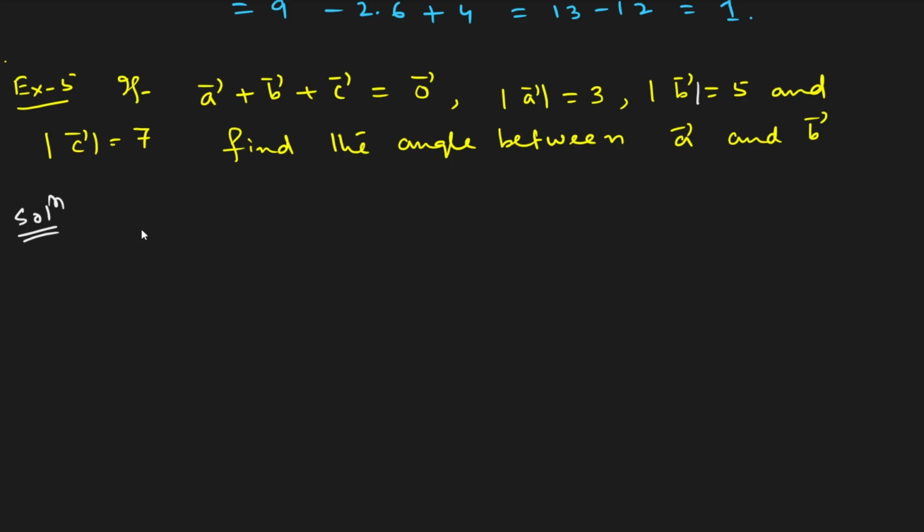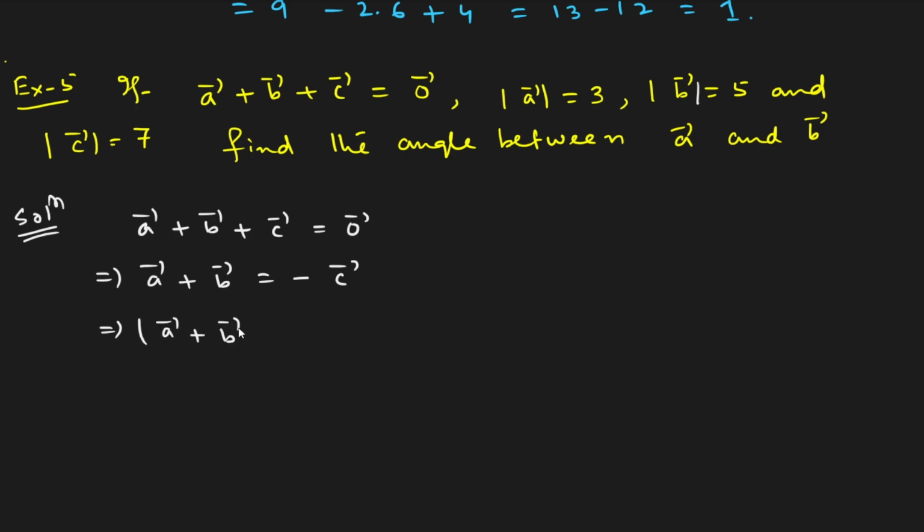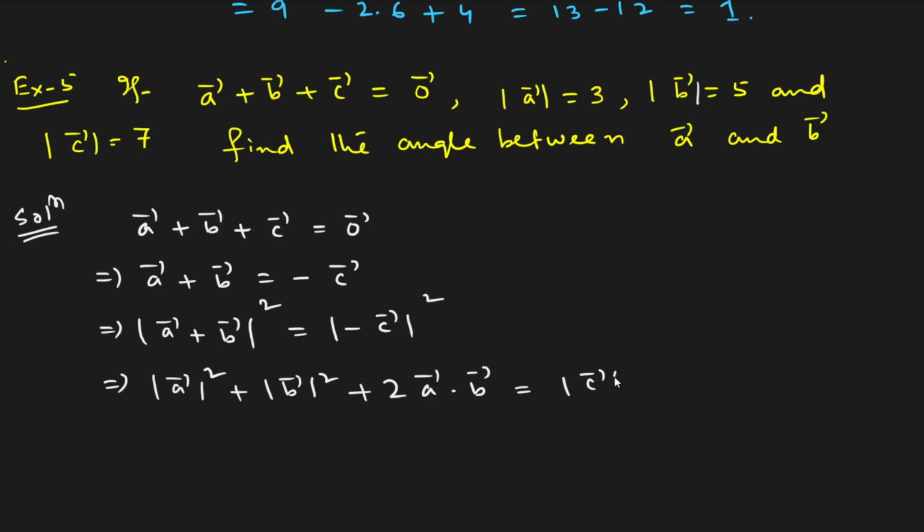Okay. So it's given that a bar plus b bar plus c bar is equal to 0 bar. This implies a bar plus b bar, we can write, equals minus c bar. Okay, so if you take modulus on both sides, and after that we'll square both sides. So just now we got it. It will be mod a whole square plus mod b whole square plus 2 into a dot b, and the right side will be simply mod c whole square, because minus will become positive.